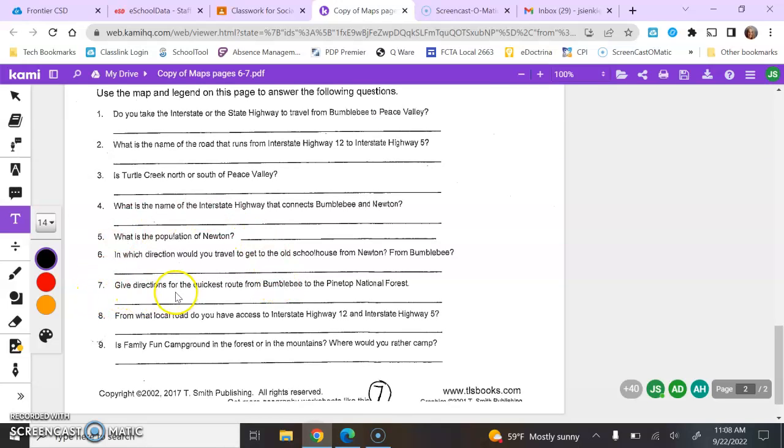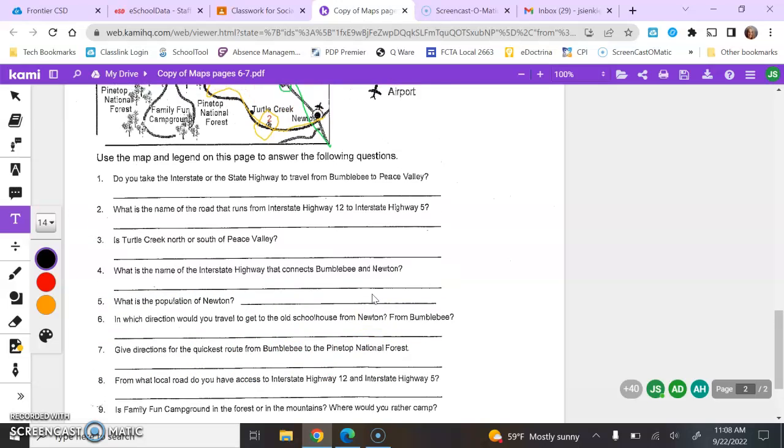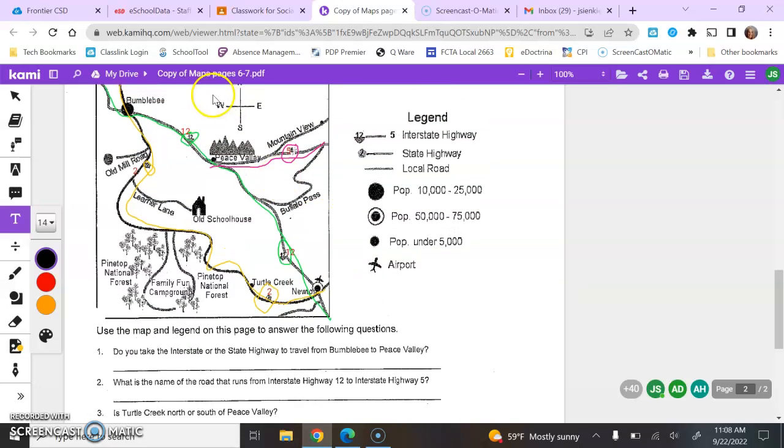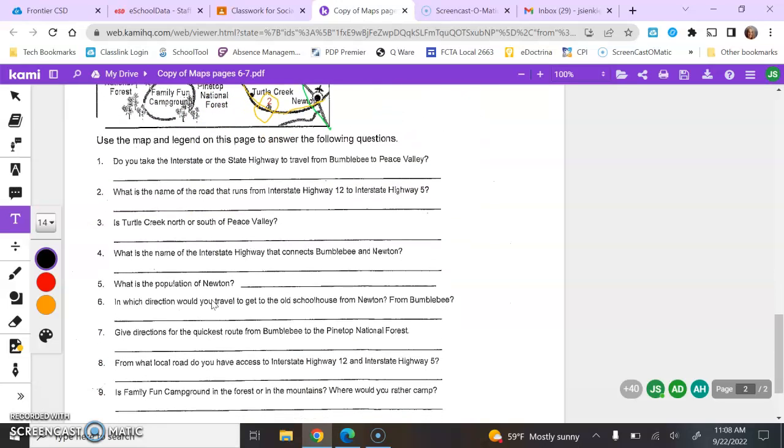Number 7. Give directions for the quickest route from Bumblebee to the Pine Top National Forest. So from Bumblebee, again, you're starting here, and you need to get to the Pine Top Forest. How are you going to go? You need to give directions to the Pine Top Forest. So you would say the quickest way from Bumblebee to Pine Top Forest is to take, and then what road or roads? And make sure you put directions. Are you going north or south or east or west?